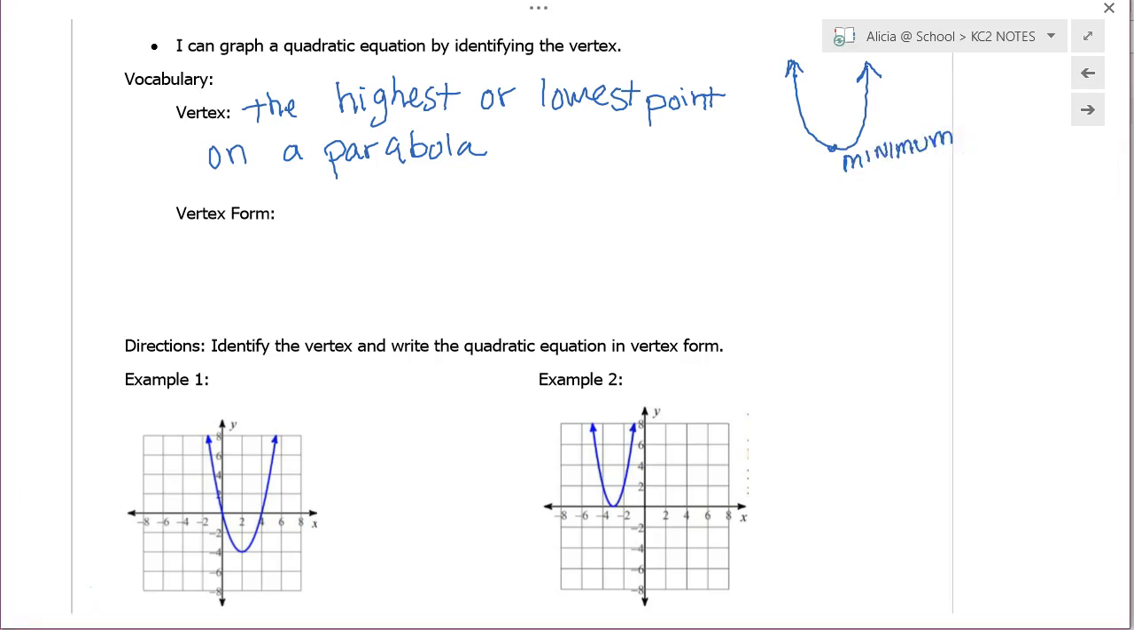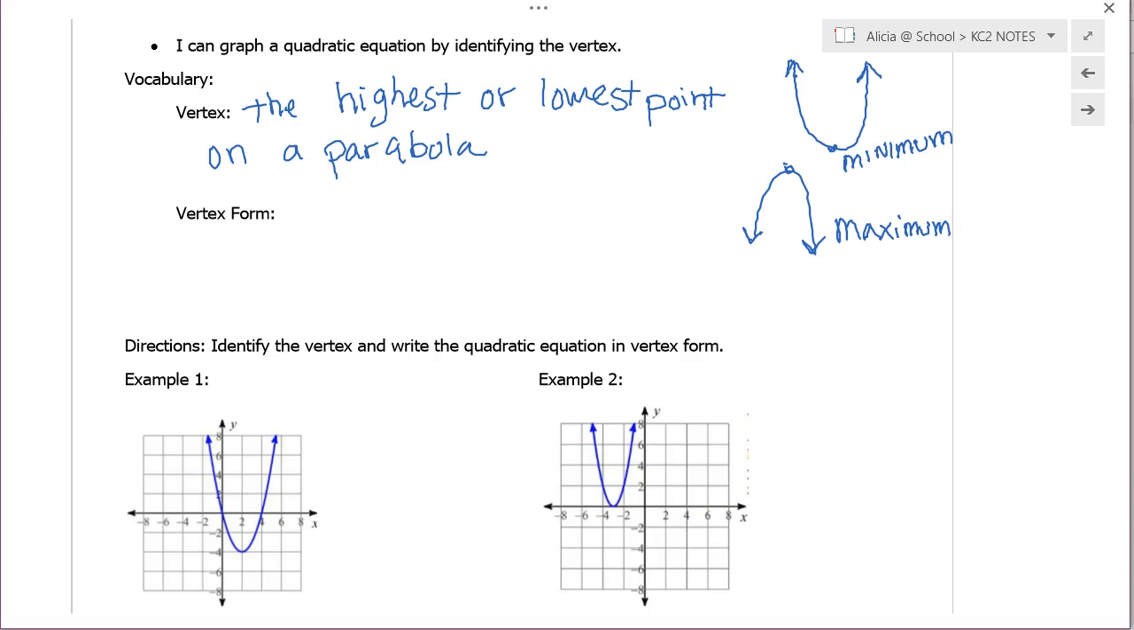If we had a parabola facing downward, that's when our A value is negative. That gives us the highest point, which is a maximum. And that's indicated to us by our A value, and we can also tell by the actual parabola shape itself.